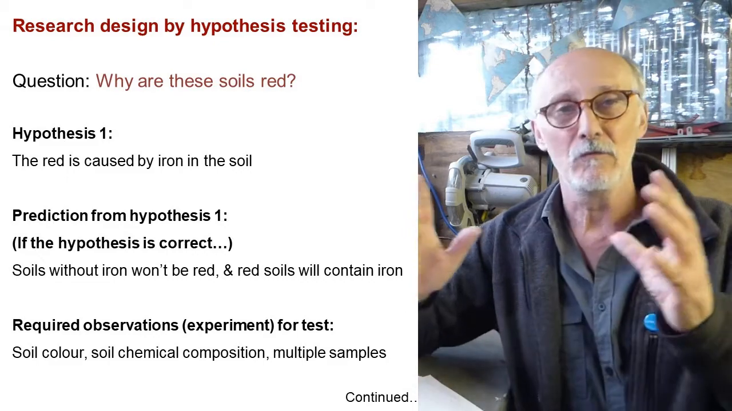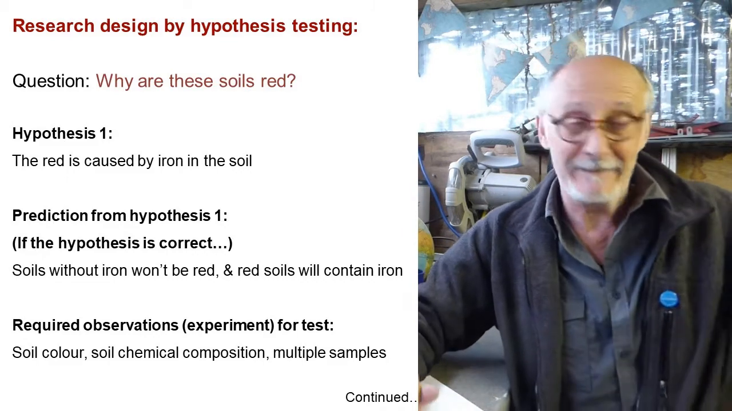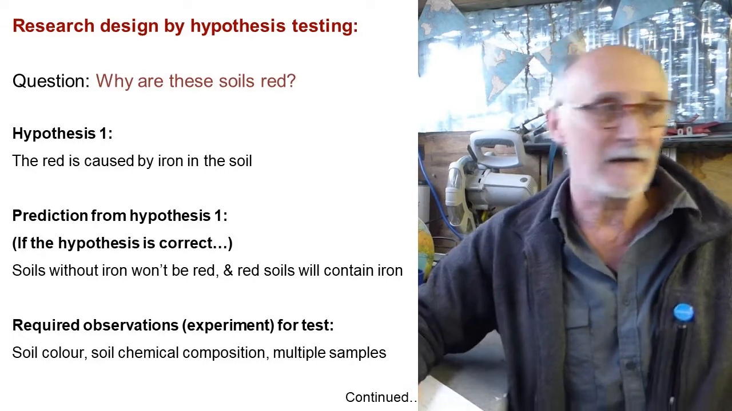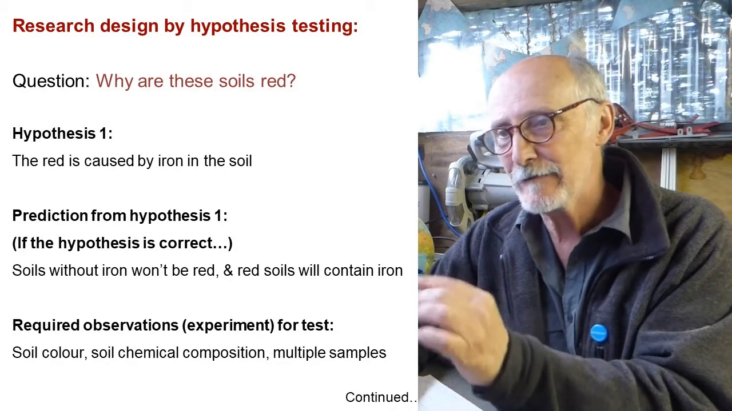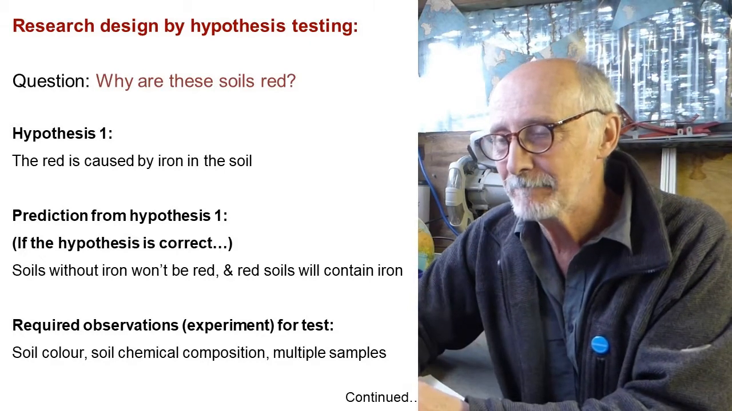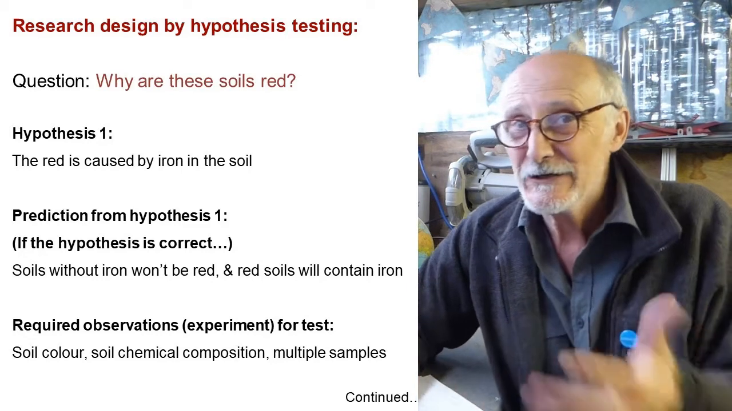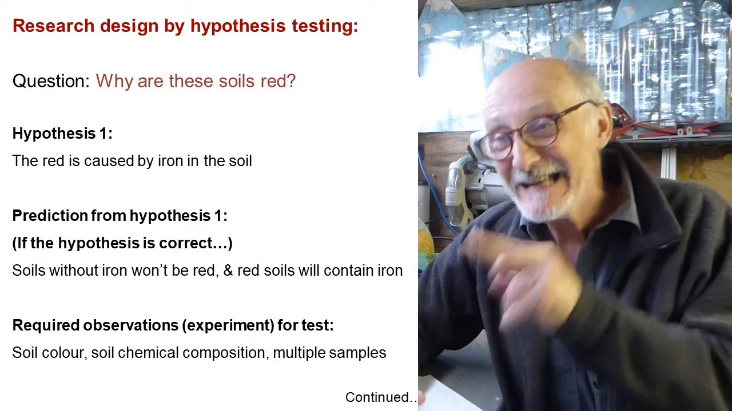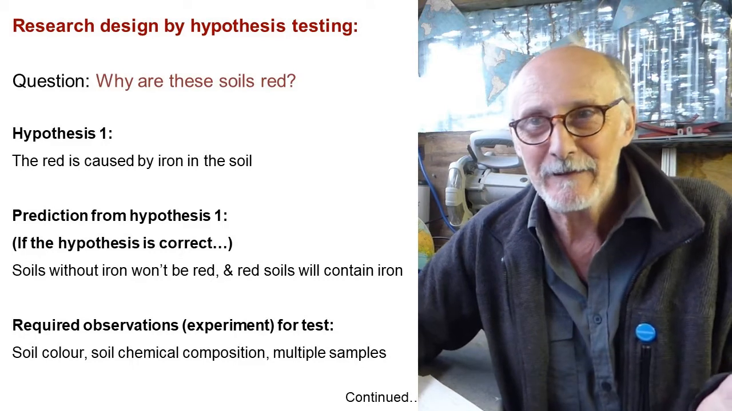Okay, great start. We have a question. We have a hypothesis. Hopefully there'll be other hypotheses as well. It might be due to bacteria in the soil. It might be because somebody spilt red paint in the soil. It might be all sorts of reasons. But let's just take one at a time. Hypothesis one, it's the iron. Now, from that hypothesis, predictions follow, or expectations follow. We say, well, if that was true, if the red is caused by iron in the soil, what would I then expect?